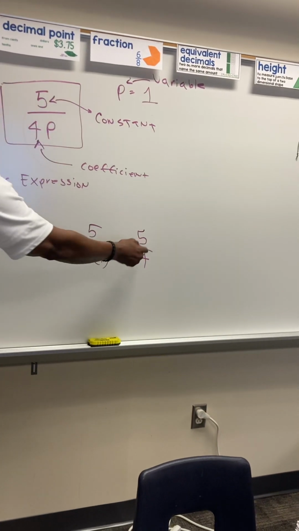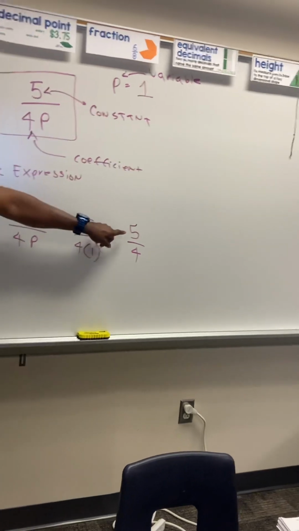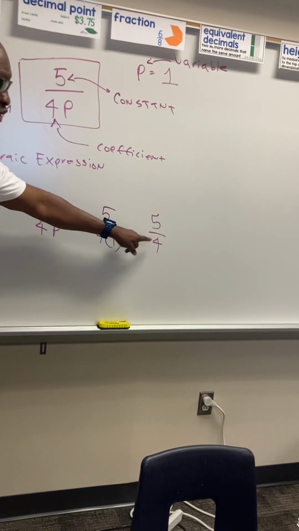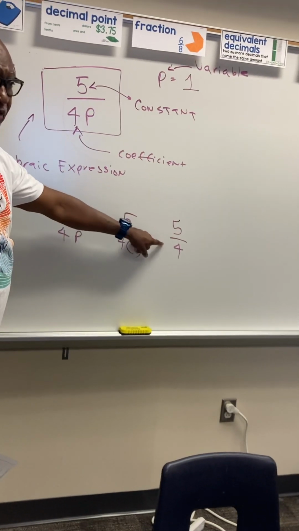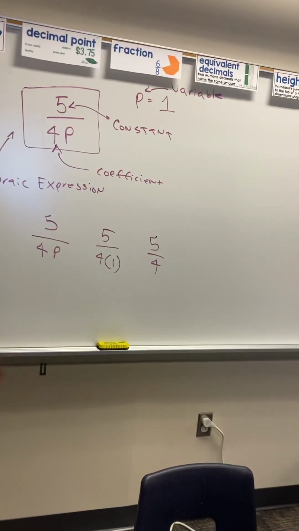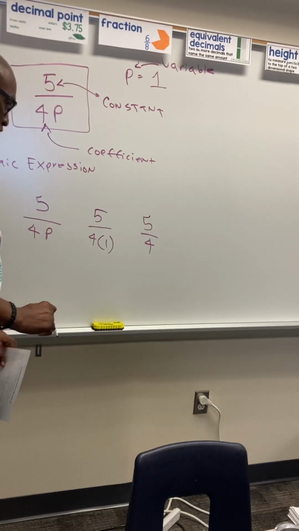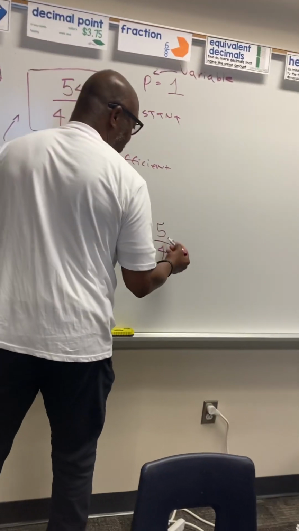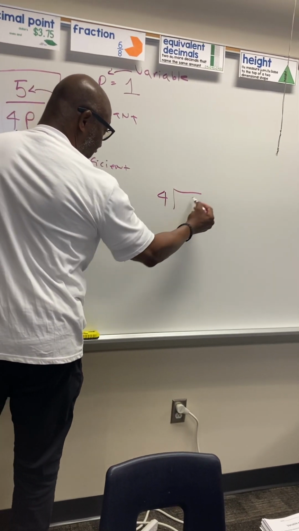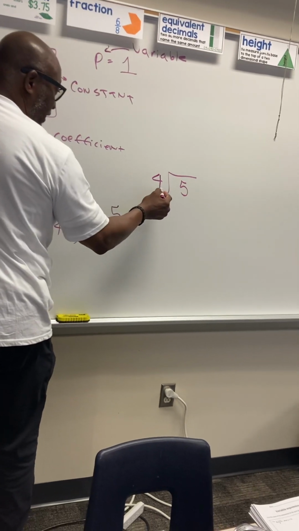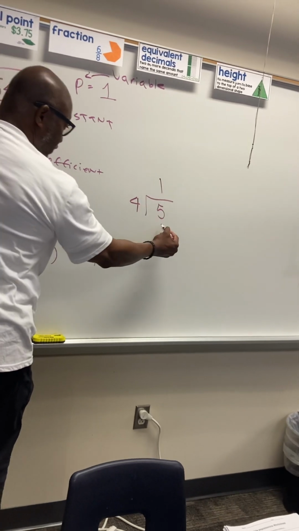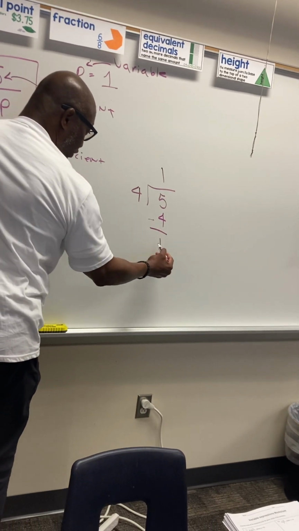Now, this is what you call an improper fraction, because the numerator, the number at the top, is larger than the denominator. You cannot leave your answer as an improper fraction. You can turn it into a decimal, or you can turn it into a mixed number. To convert this improper fraction into a mixed number, you divide the denominator into the numerator. How many times will 4 go into 5? 1 time. 1 times 4 is 4. You subtract, you get a remainder of 1.